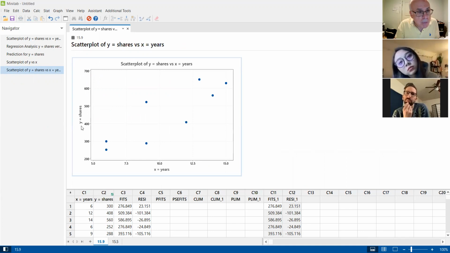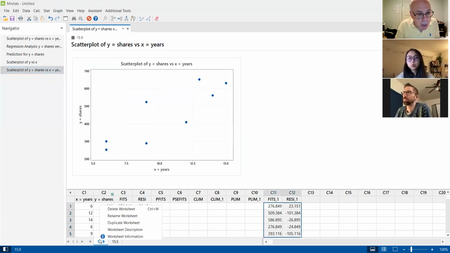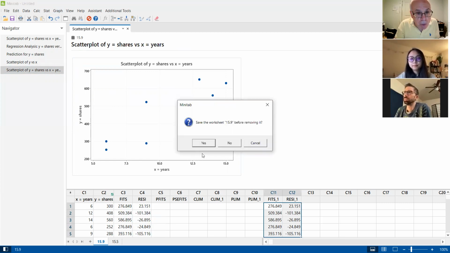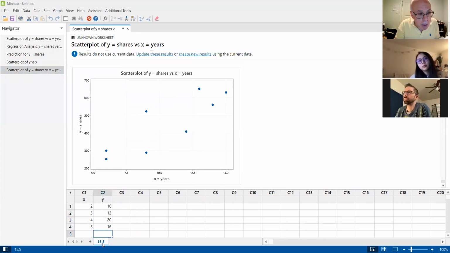And I'm going to rerun this analysis, do another regression. I guess I'm going to have to do it again. So I'm going to delete worksheet 15.9 here. Save worksheet 15 before removing it? No. All right, I'm going to create another. And it'd be helpful for you to see this process again.